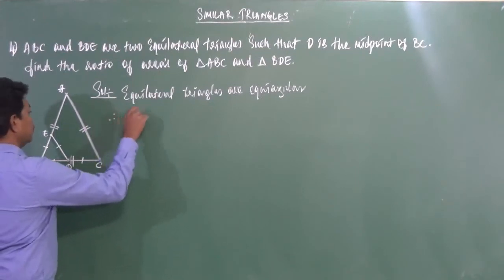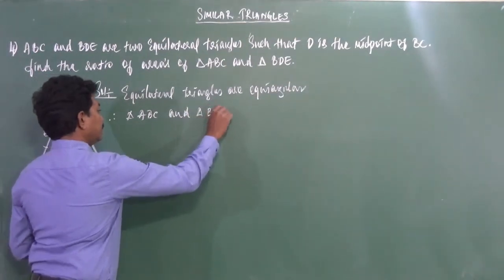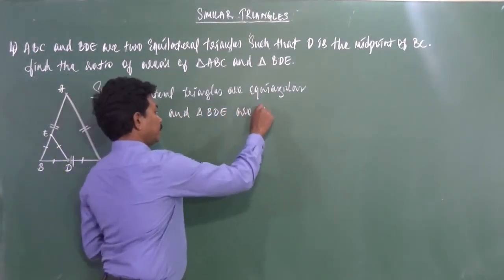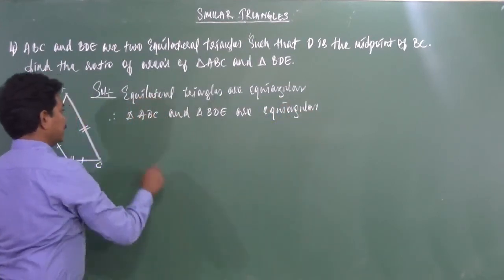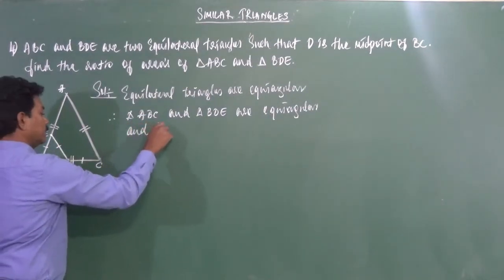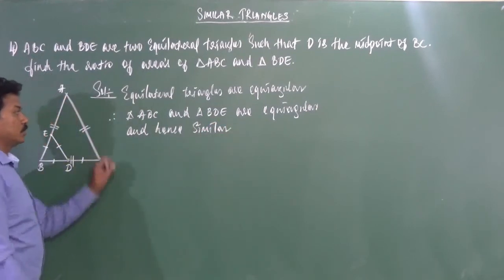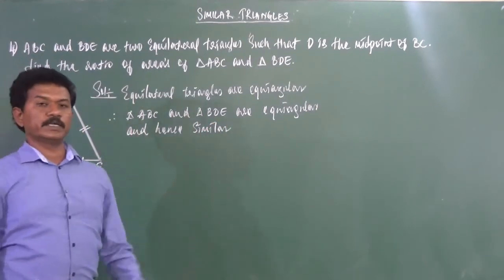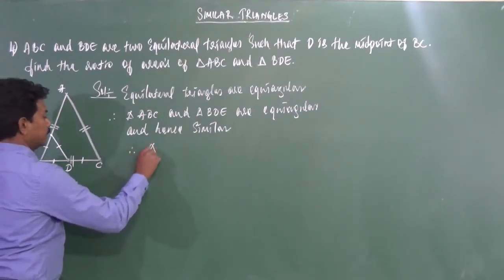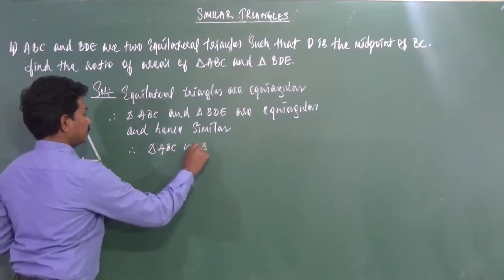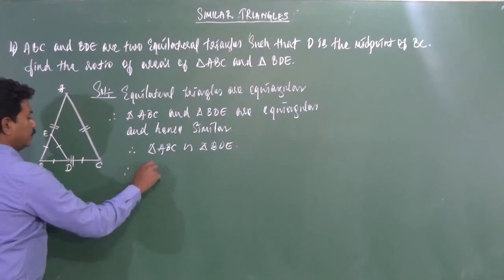So therefore, triangle ABC and triangle BDE are equiangular and hence similar. So this concept applies only when the 2 triangles are equilateral, only, not for other triangles. Therefore, triangle ABC is similar to triangle BDE. Okay. So therefore, area of triangle.